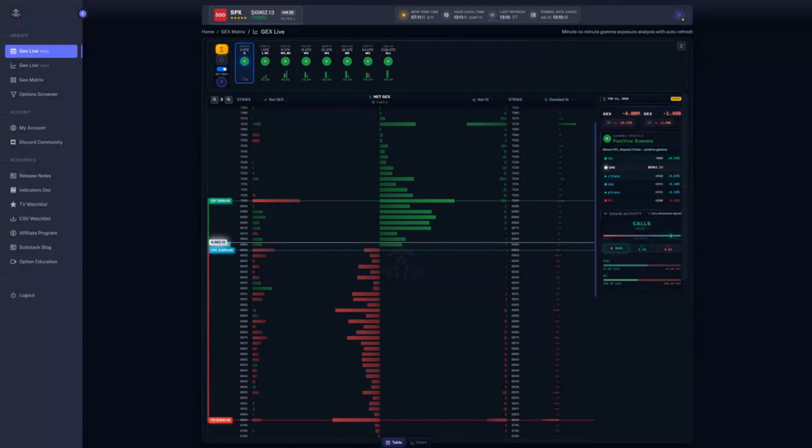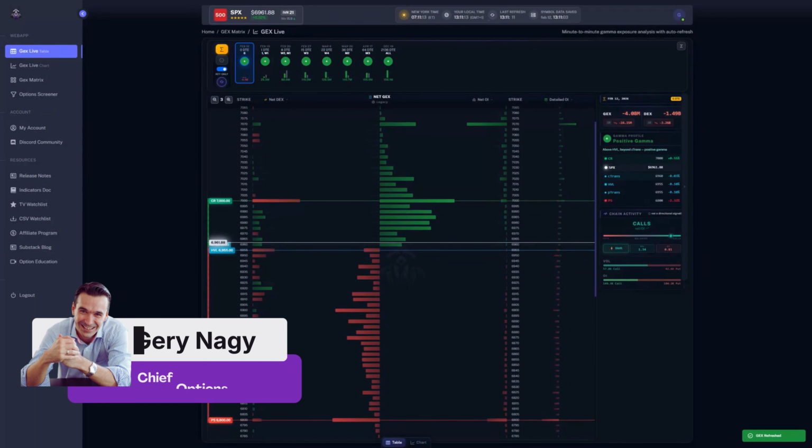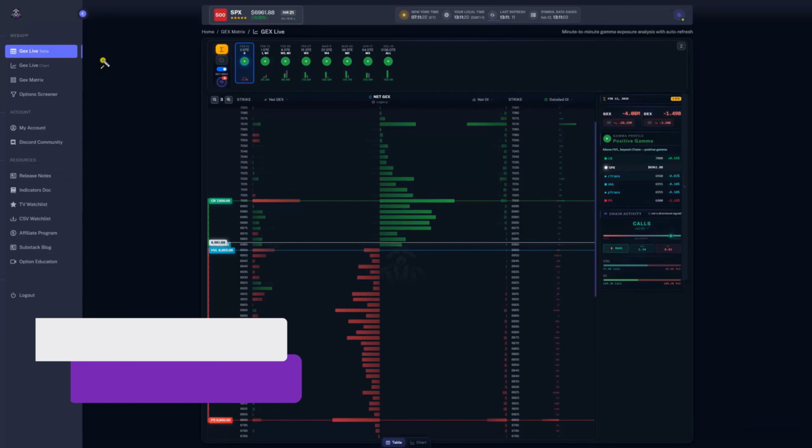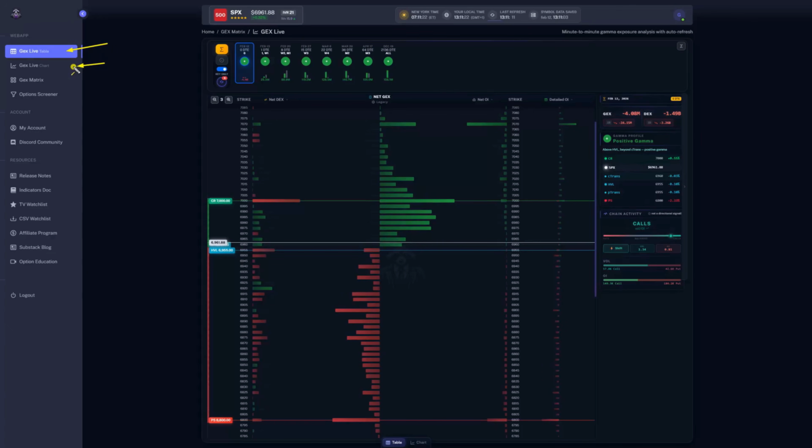Hi there. In today's video, I would like to walk you through the GEX Live table inside the TanukiTrade web application. The GEX Live module has two main segments, the table view and the charting view. In this video, we will focus on the table view and how to actually use it. So the table view shows option positioning metrics for the selected expiration and underlying tickers.